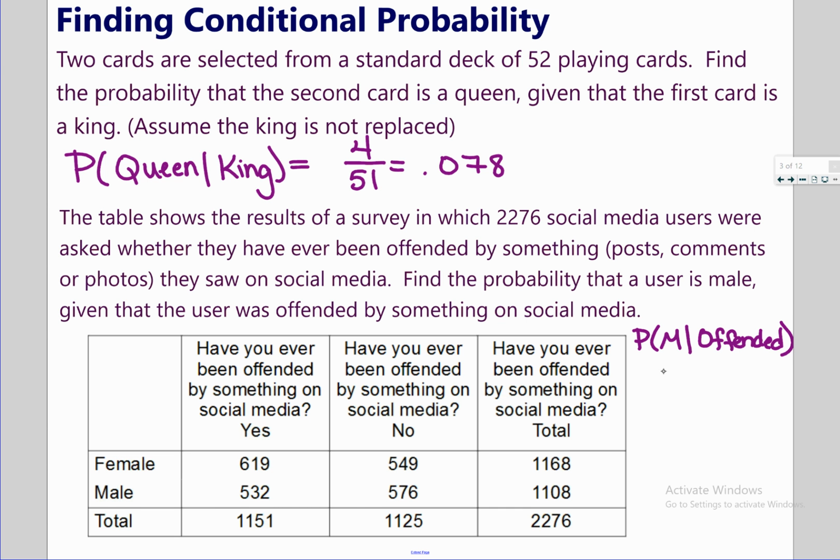Okay, so again, we know that this person was offended by something on social media, so we don't need part of this information. The answer is yes, they were offended on social media, so these 2 other columns are extra information. We know that they fall in the first category. We are given that. Then from that column, we want to find the probability that the user is male. So we are only using information from that column. So often when you see these tables, you'll use either a single row or a single column based on your given information. What's the total in that yes column?